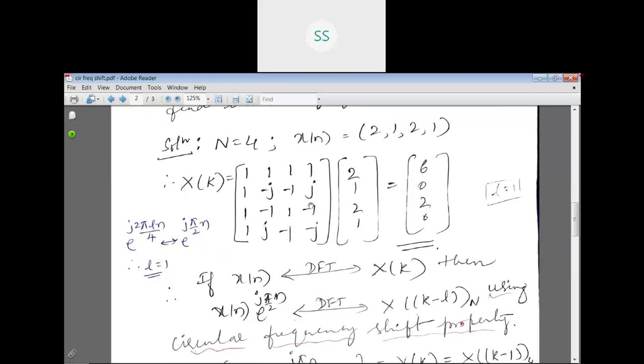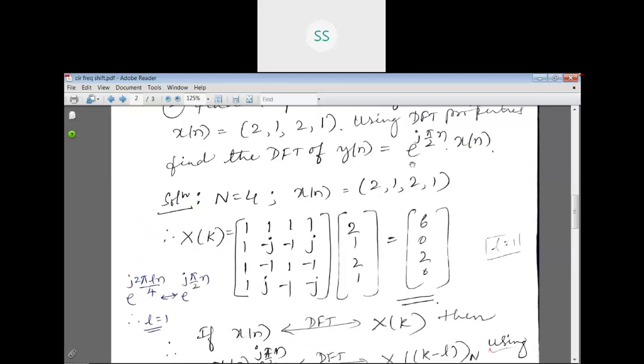Okay. So now what I have to find? With the help of this x of n, I have to find the DFT of x of n into e power j pi by 2 n. So therefore, you need not again go and calculate it. You have to simply use the property that is given by the DFT. What does it say? Whenever our x of n is multiplied by an exponential with certain frequency, then our DFT, that is x of k, will be simply circularly shifted by an amount L. What is that L? L will be given by the expression in the exponential only. But it will not be directly given, you will have to find it out.